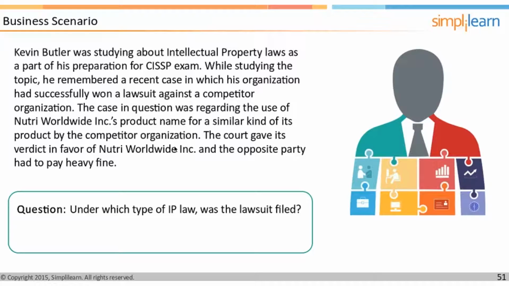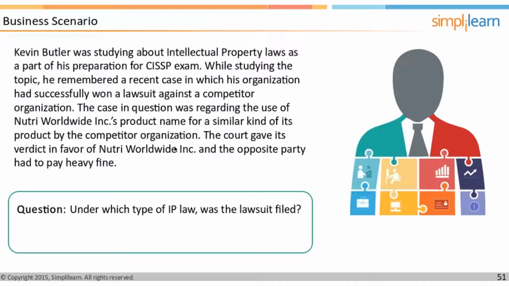Under which type of IP law was the lawsuit filed? Keval Buttrell was studying for intellectual property laws as part of his preparation for the CISSP exam. While studying the topic, he remembered a recent case in which his organization had successfully won a lawsuit against a competitor organization. The case in question was regarding the use of Nutri Worldwide Inc.'s product name for a similar kind of product by the competitor organization. The court gave its verdict in favor of Nutri Worldwide Inc., and the opposite party had to pay a heavy fine.